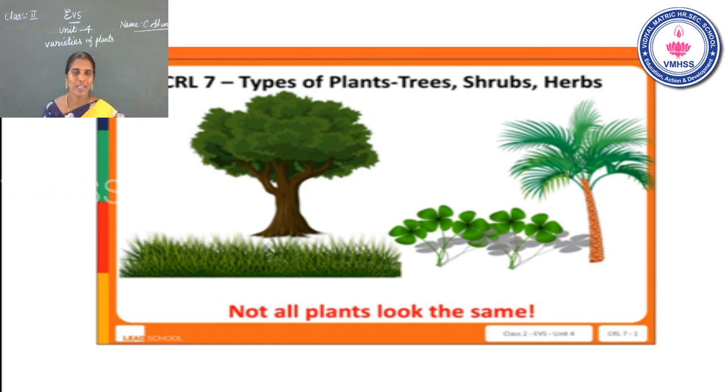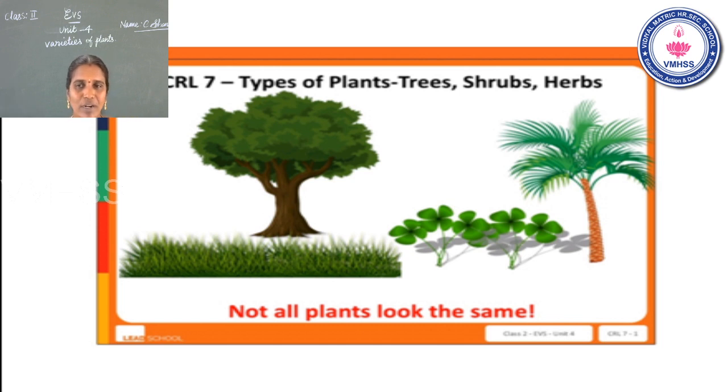Types of plants: trees, shrubs, and herbs. Can you say an herb's name? Children, very good. Tulasi. And then hibiscus. Very good. Okay, children. Can you say a tree's name? Yeah. Coconut tree. Banyan tree. Very nice. Mango tree. Yeah, very good.